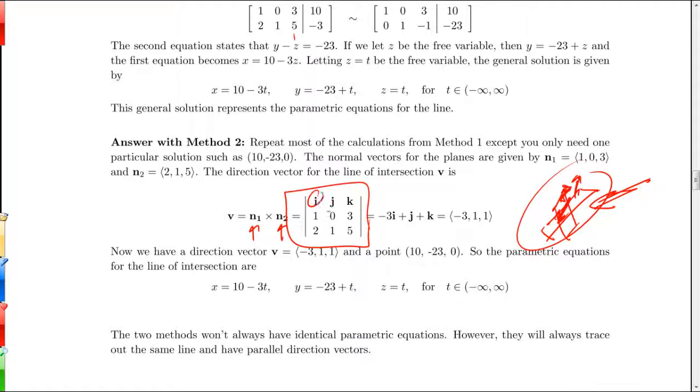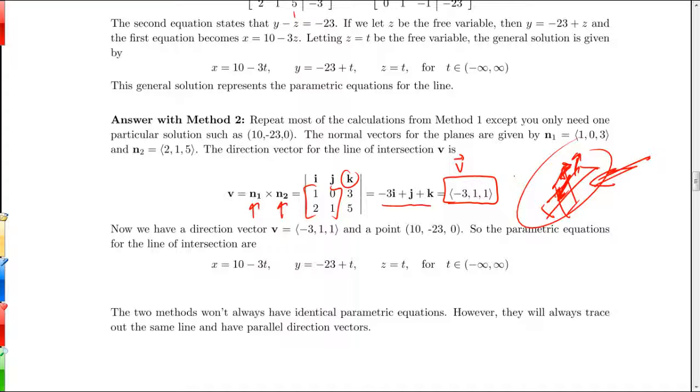Just take I times the determinant of this matrix minus J times the determinant of this matrix plus K times the determinant of this matrix. And if you do that, you get negative 3I plus J plus K, or negative 3, 1, 1. So that is my direction vector for the line.